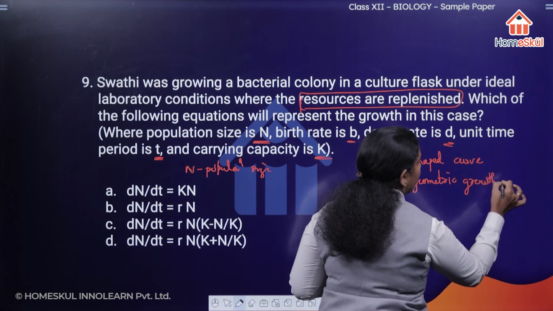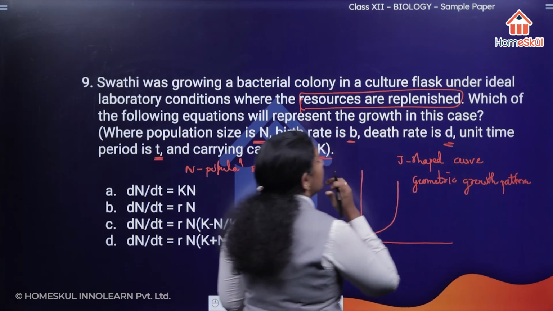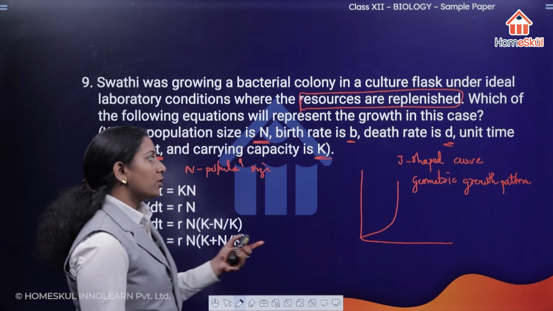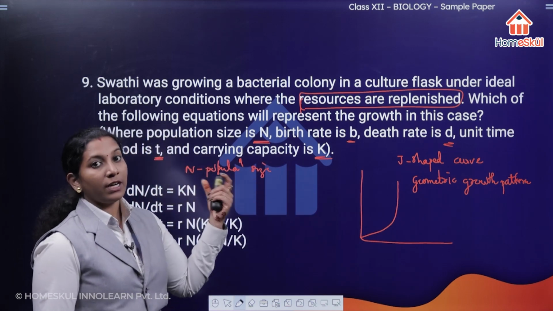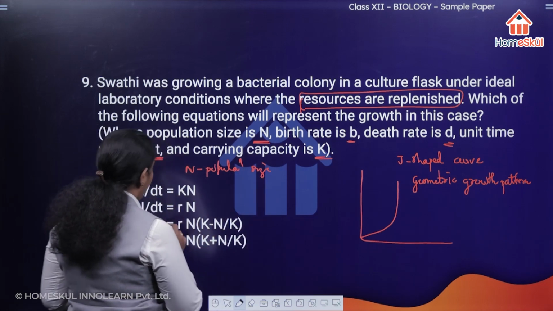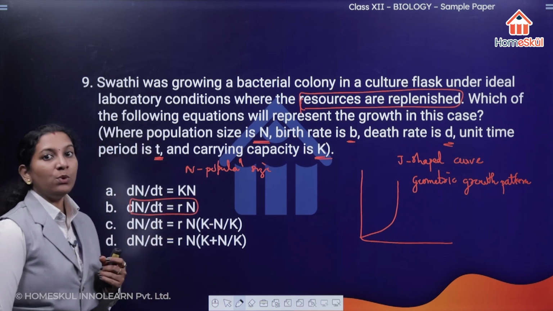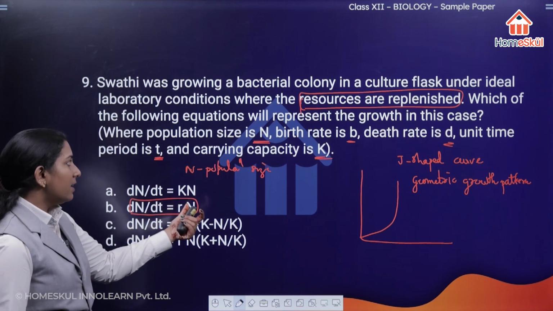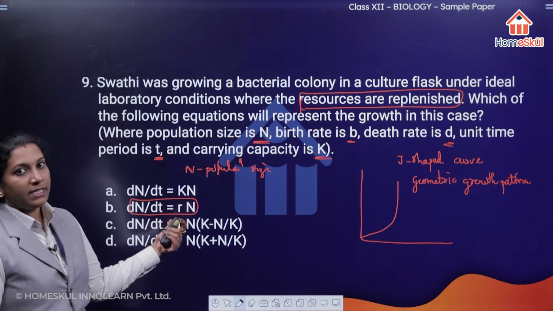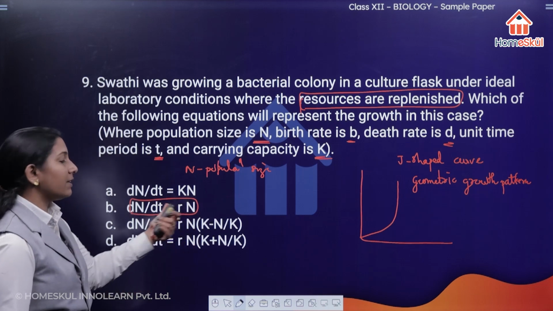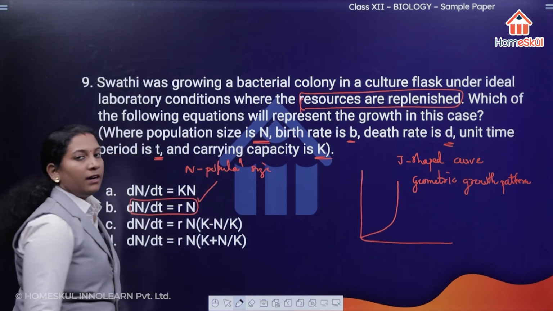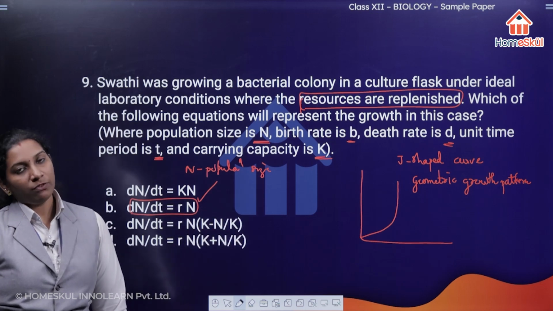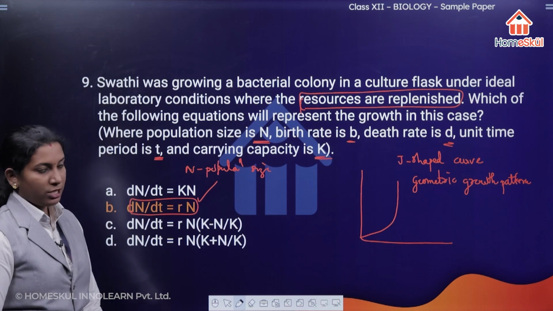Geometric or exponential growth pattern, that is, the resources are replenished. When they are used up, they will again and again get replenished, so you can observe a geometric growth pattern. For a geometric growth pattern, or for getting a J-shaped curve, the equation of the population will be dN/dt = rN. Here N is the size of the population, t is the unit time, and r is the intrinsic rate of natural increase. So dN/dt = rN is the equation for this bacterial colony, which will show a J-shaped curve for a geometric pattern of growth.